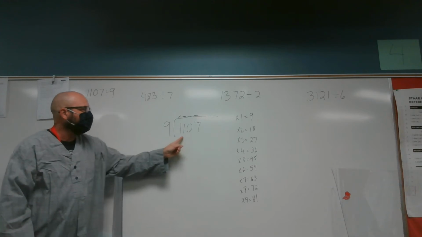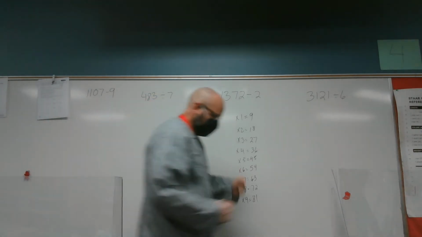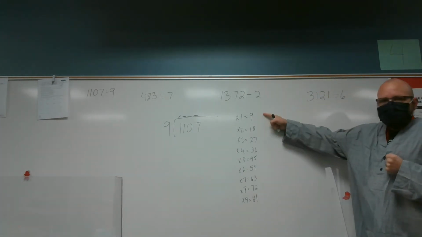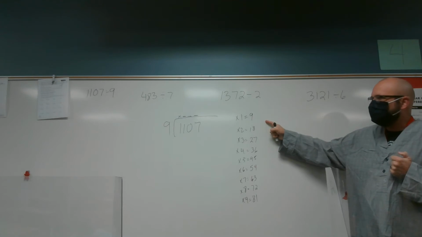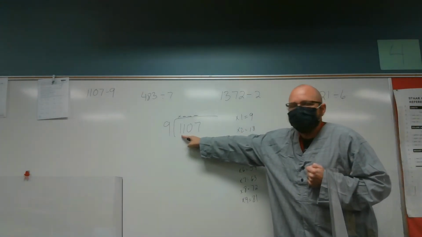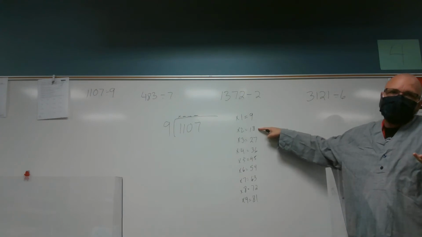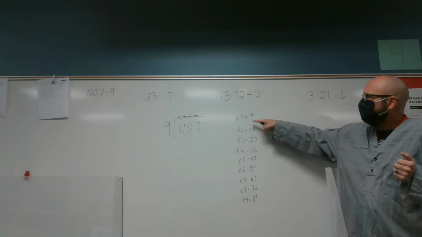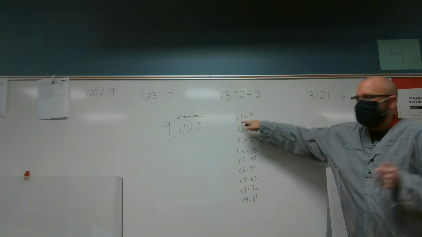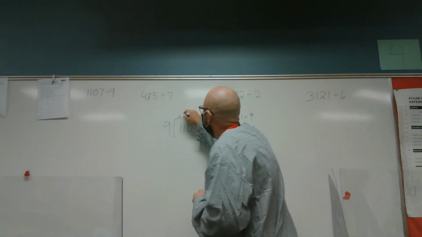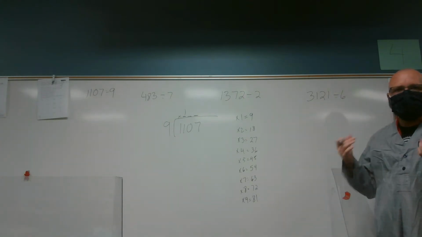Now, since I'm taking 9 into 11, because that's where this line is above, I come over here and look at my multiples of 9: 9, 18, and I go through. I need to get as close to 11 as I can get without going over. 9, 18. 18 is too big, so I must use 9. So 9 times 1 equals 9. This is what goes on the quotient. So above the 1 in 11 is 1.